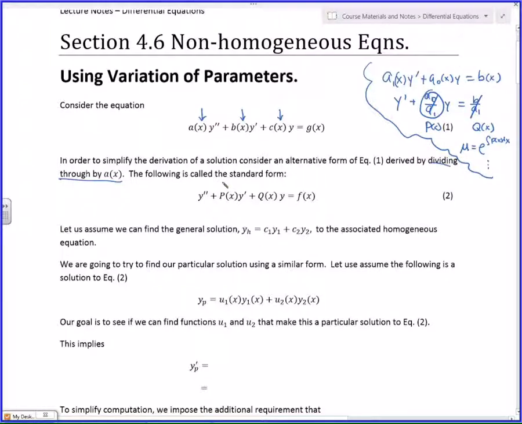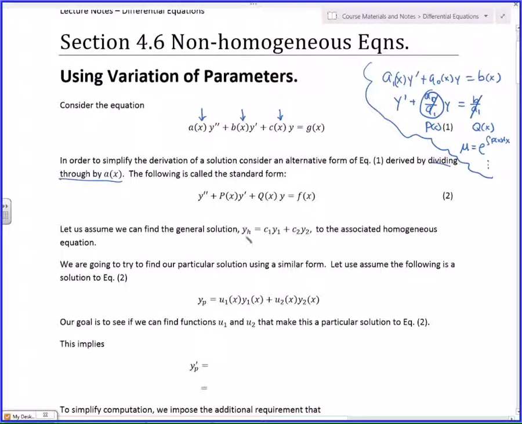So I'm doing the same thing in this linear second order case in the special technique known as variation of parameters. Just divide through by whatever the coefficient is out front. If you've got something other than a 1 right here, divide through by it. And then we're going to call this p, we're going to call this q, and we're going to call whatever we end up with on the right-hand side f. Okay, so now our goal is to find the particular solution.